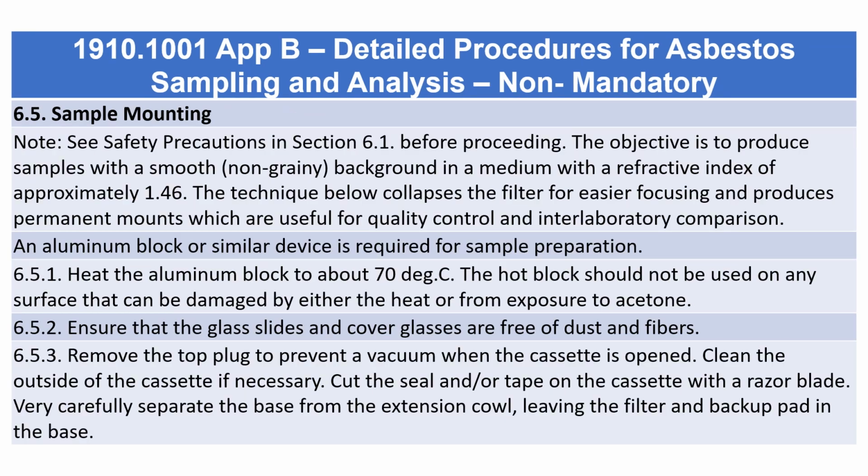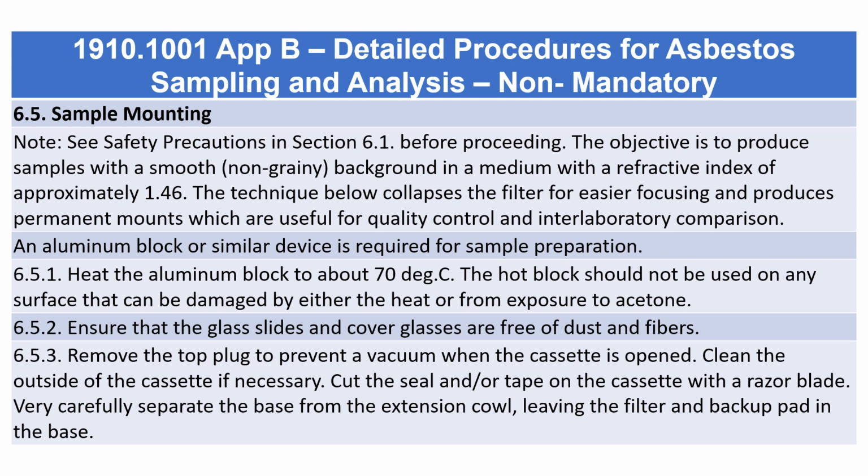6.5. Sample mounting. Note: see safety precautions in section 6.1. Before proceeding, the objective is to produce samples with a smooth, non-grainy background in a medium with a refractive index of approximately 1.46. The technique below collapses the filter for easier focusing and produces permanent mounts which are useful for quality control and interlaboratory comparison. An aluminum block or similar device is required for sample preparation.